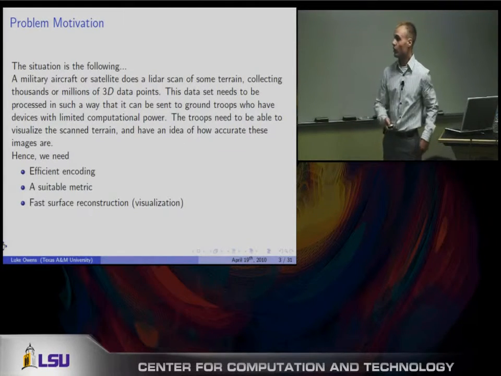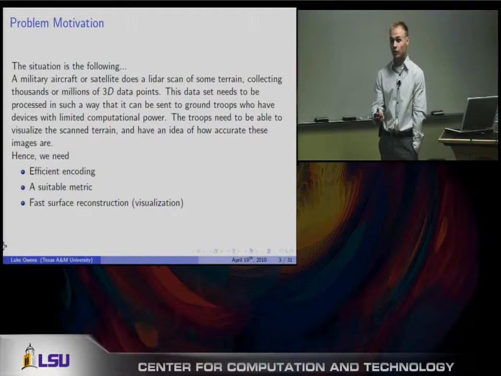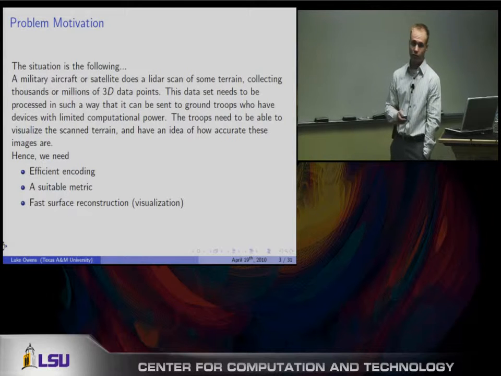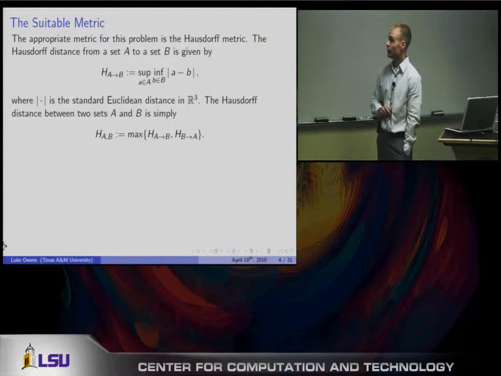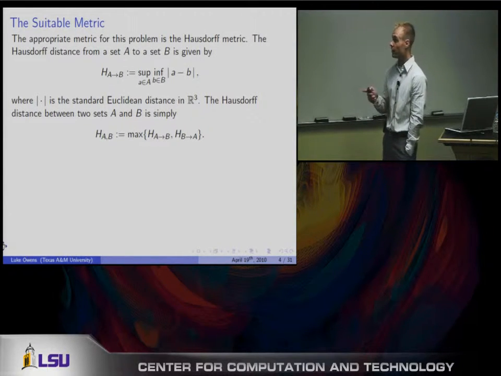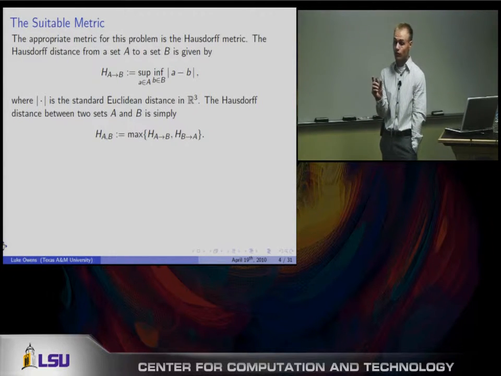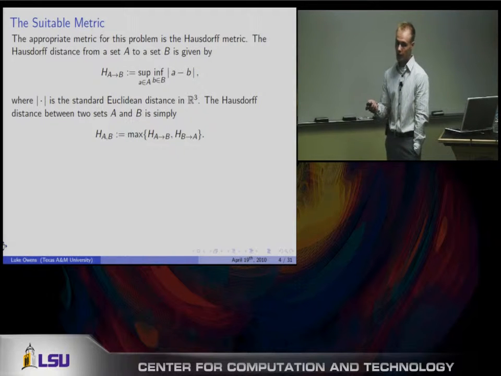All right, so efficient encoding, a suitable metric. So they need to know, okay, what I'm looking at is accurate to within whatever tolerance, but then what metric is that measured in, and then we need fast surface reconstruction or visualization. So the suitable metric is the Hausdorff metric or Hausdorff distance. I'm not sure if you're familiar with this, but basically the Hausdorff distance from a set A to B is basically just the distance from A to B, and then we also do the distance from B to A, and the Hausdorff is the maximum of those two distances.